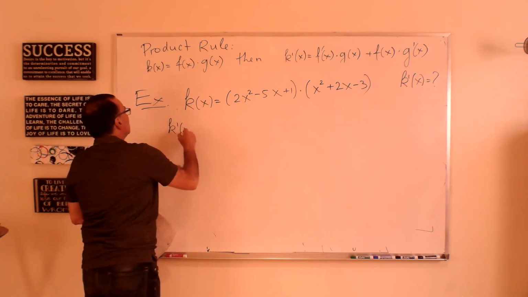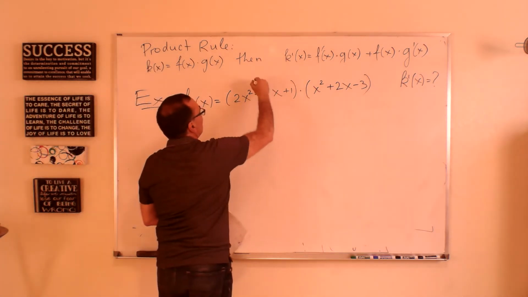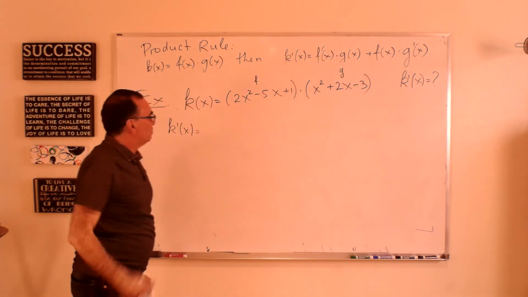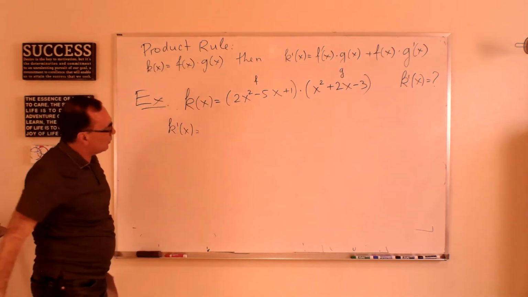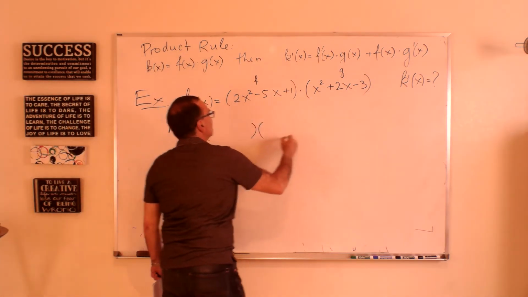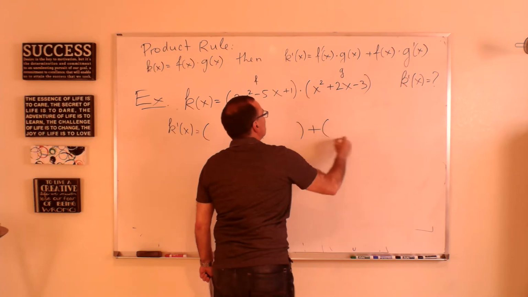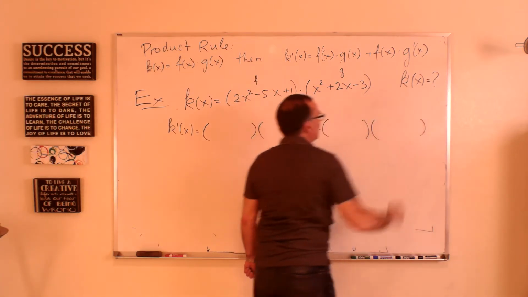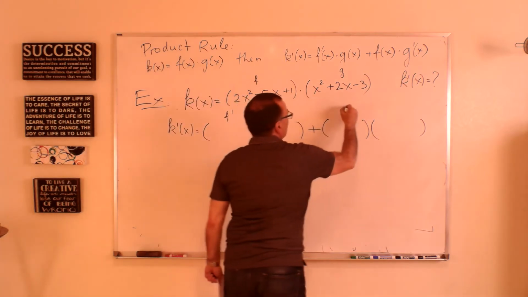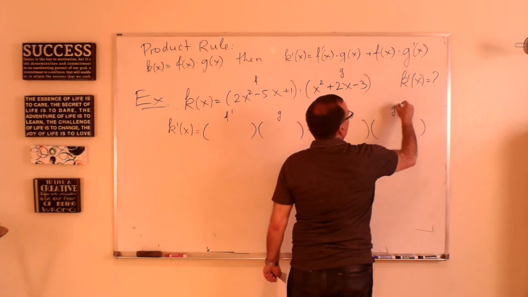k prime of x equals, so in this case this is my f and this is my g. And to apply the product rule properly, here's what I want to do. I want to first put just parentheses and plus in the middle. So the first pair of parentheses will mean f prime, then g, then f, and then g prime in accordance to this rule.